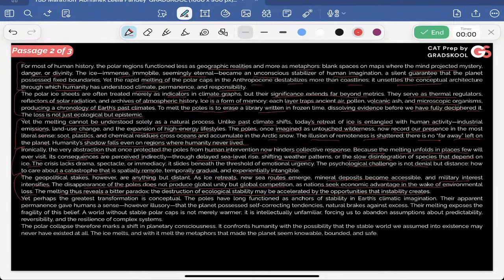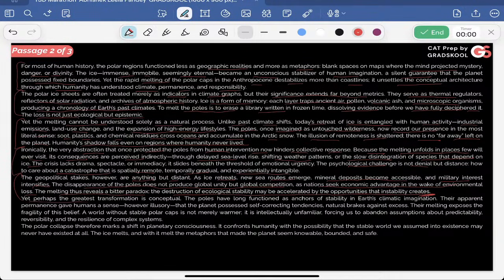Okay, how? See, the thing is, geopolitical interests. If the polar caps are melting, there will be new routes, military interests. So obviously, maybe humans, for geopolitical interests, start destroying the ecosystem more than what is being done naturally. Getting it? That is what the author is mentioning in the last line.